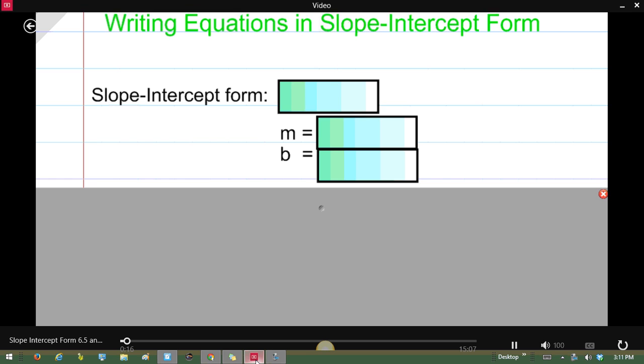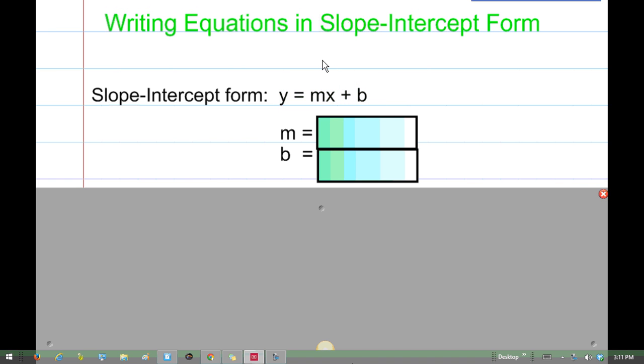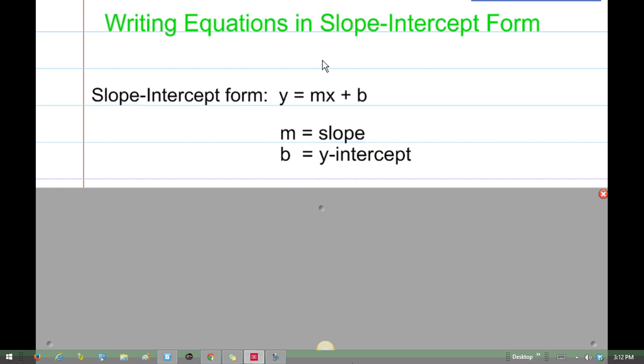Slope-intercept form is y equals mx plus b. The m is just standing in the place of a number. There will be a number there, and whatever that number is, that's the slope. And we learned earlier that slope is rise over run. The b stands for the y-intercept, and we talked about intercepts in a previous lesson.